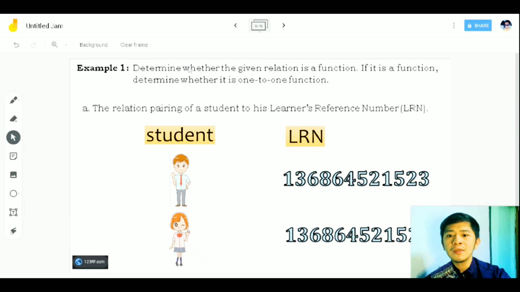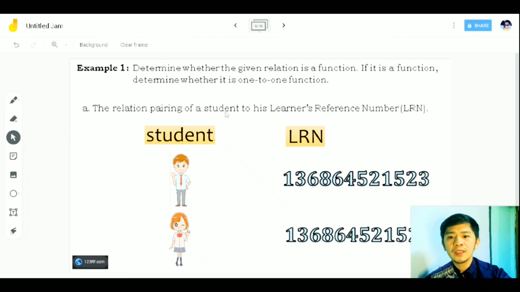Example number 1. Determine whether the given relation is a function. If it is a function, determine whether it is a one-to-one function. So, merong ibibigay dyan kung ito ba ay function, and then kung function siya, i-identify din natin kung ito ba ay one-to-one function.